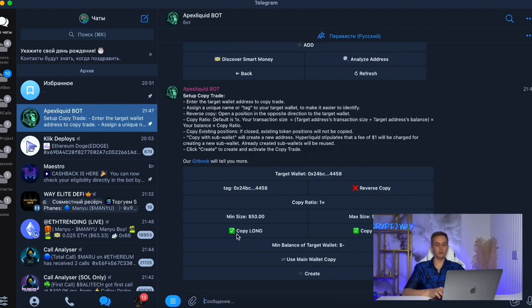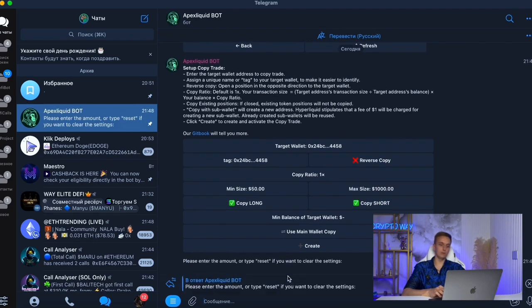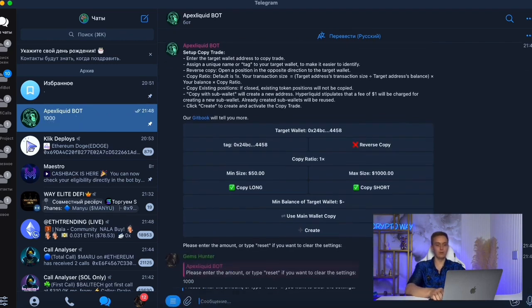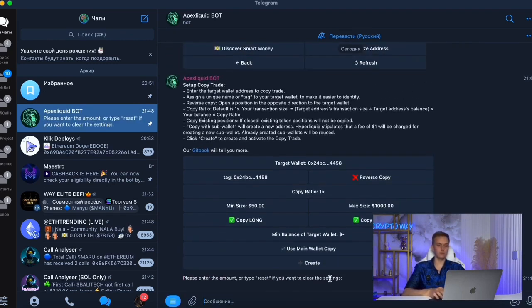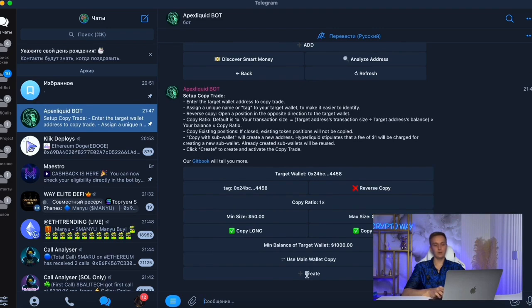Next, choose what exactly you want to copy. You can select both longs and shorts, or you can set it to copy only long positions or only short positions. Here, by clicking, everything is done quite simply, and let's also set the minimum balance for the target wallet. Usually you can just set the minimum value here. Let's make it $1,000. And what do you need to do next? Click Create, and the wallet will be added to copy trading.